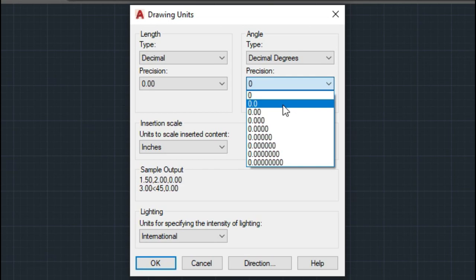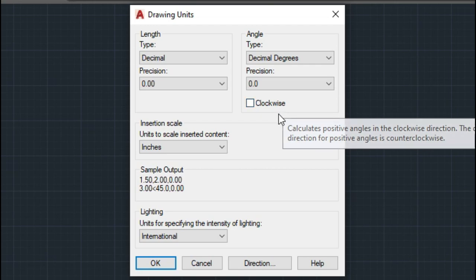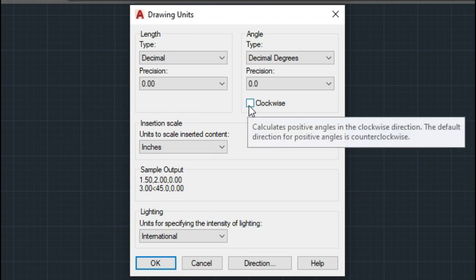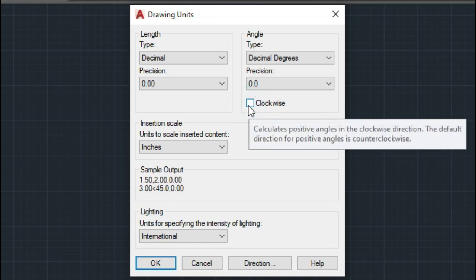So we are taking 1 decimal precision, and as we know every angle is normally taken in anti-clockwise fashion, so we are not taking the clockwise fashion. If we take angle in the clockwise fashion, we have to click it here, so we are not clicking it here, we are not checking the box.